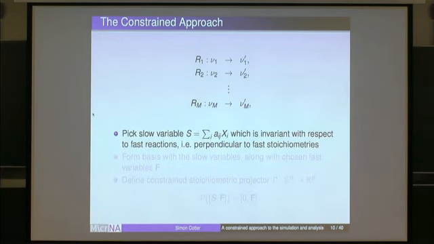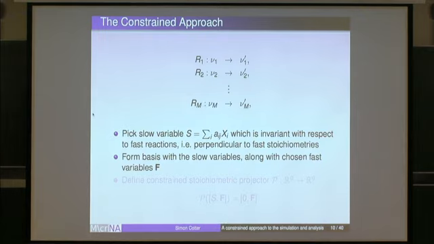So one thing that we need to do, which is very important, is that we need to pick a slow variable for our system, or slow variables, depending on what we want to do. These slow variables, we can pick reasonably easily. We look at the stoichiometries of the fast reactions, and we simply pick vectors which are perpendicular to the stoichiometries of the fast reactions. In other words, the slow variables are not going to be changed by those fast reactions.